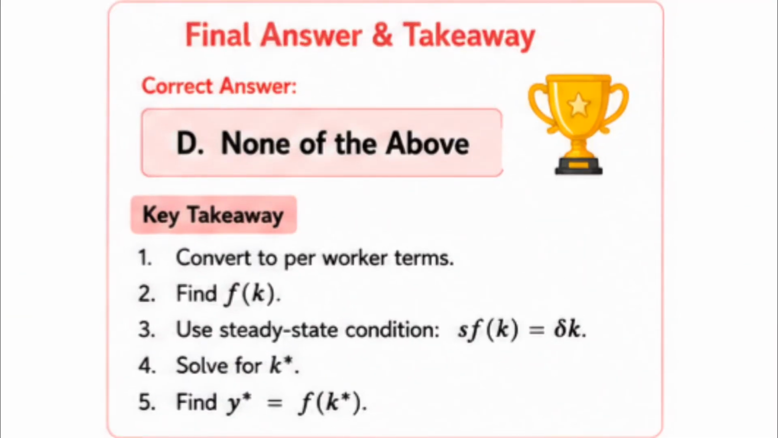To solve this kind of problem, the golden rules are always to first convert into per worker terms, then find the per worker production function, apply the steady state condition, solve for the steady state capital per worker, and finally calculate the steady state output.